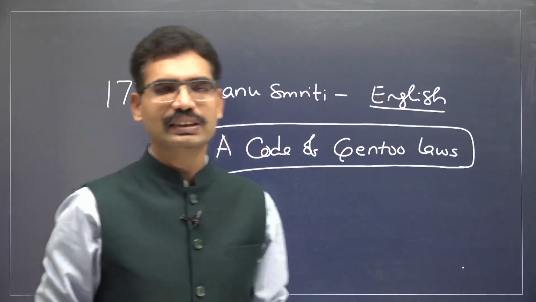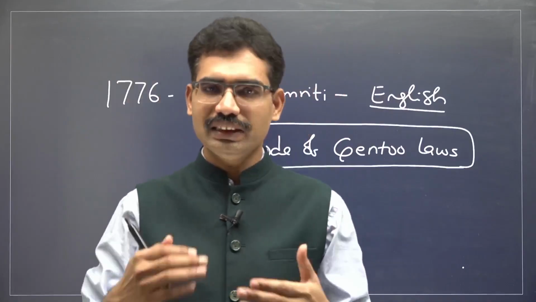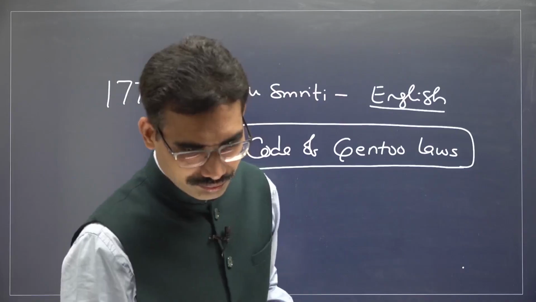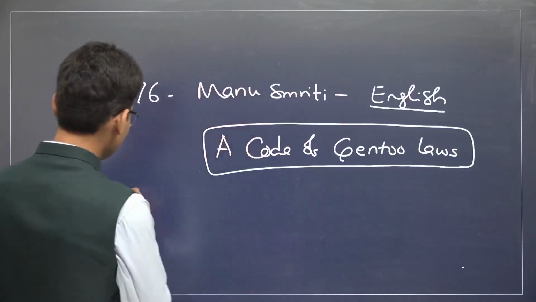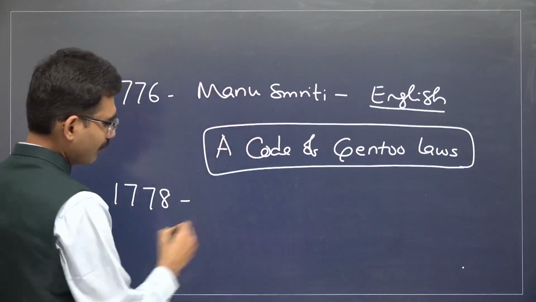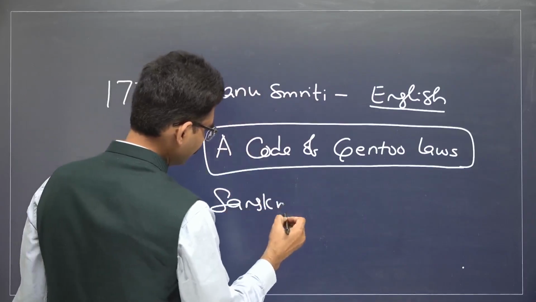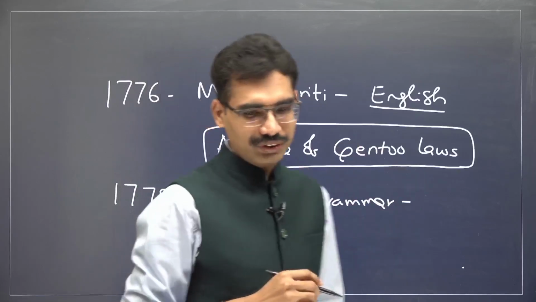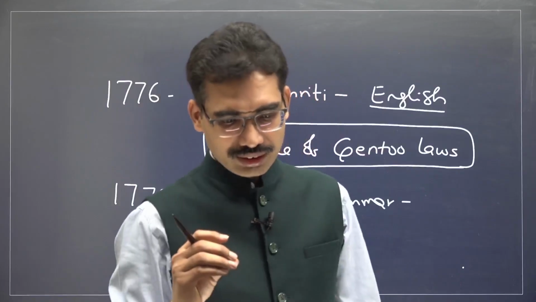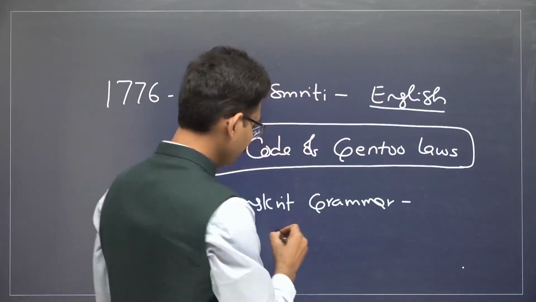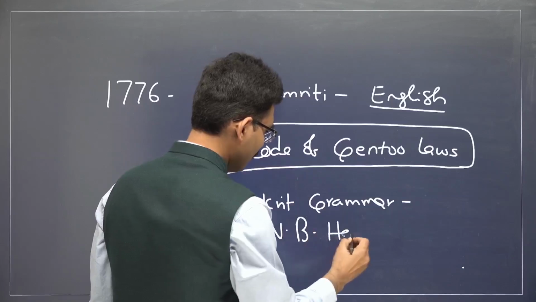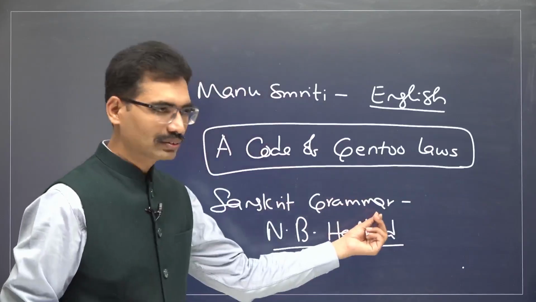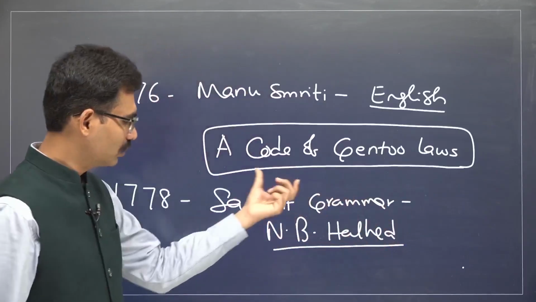Now, someone translated Bhagavad Gita into English, someone translated Kalidasa works into English. In this way, different efforts were made. In 1778, Sanskrit grammar was translated into English by N.B. Halhed. So he worked on Sanskrit grammar so that English people also can learn how to read Sanskrit.